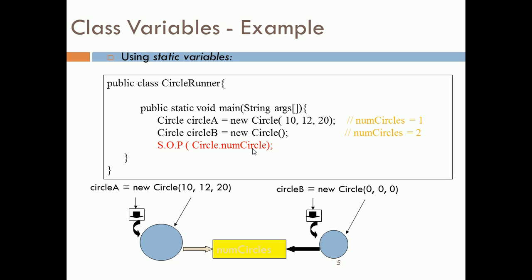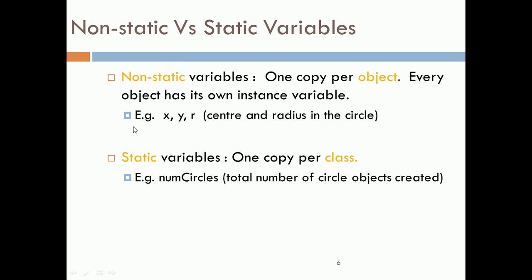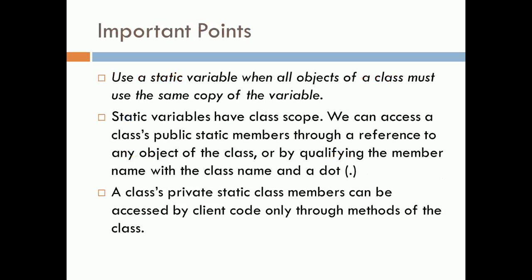So from this example and the theory, you now understand that in your class there may be static data members in addition to the non-static data members. This slide shows the difference: the static data members are created one copy per class. It is for all the objects. All objects share that copy. And the non-static variables are created one copy per object. Every object has its own instance variable. The data members belong to the object, okay? So x, y, and r will be generated for circle A separately in memory and separately for circle B.